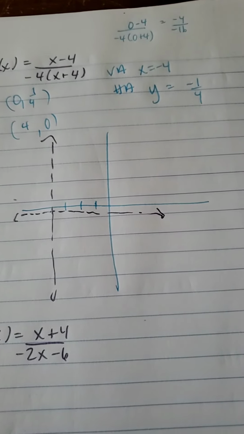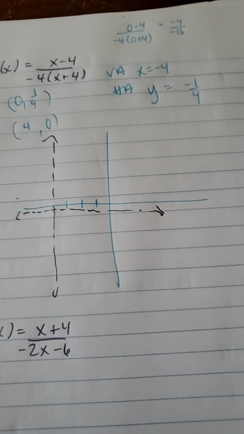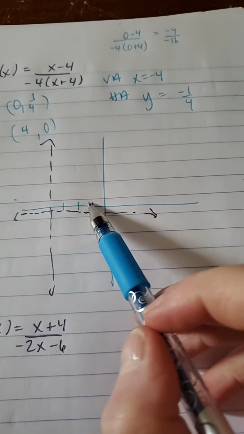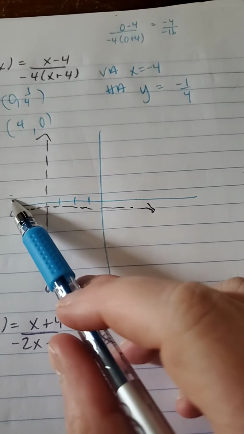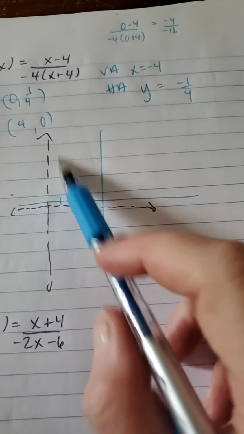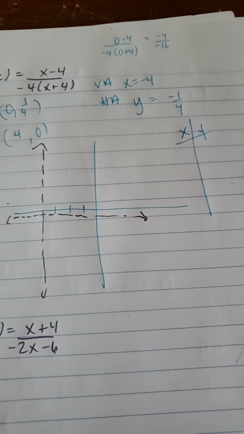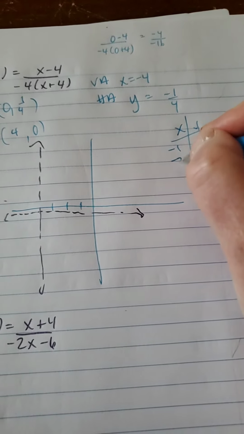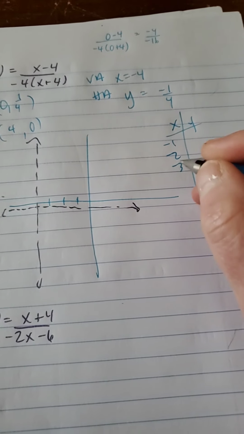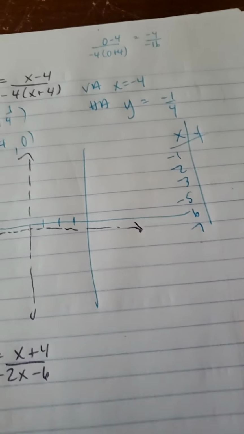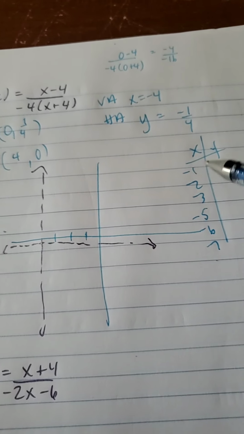So that means we should plug in points like probably -1, -2, -3. And then on the other side of this, just to see what the behavior is, what kind of curves we're working with. So I usually just make an XY chart. Notice I'm not plugging in -4 because that's where the asymptote is. I'm going to try to do some of this work in my head here.